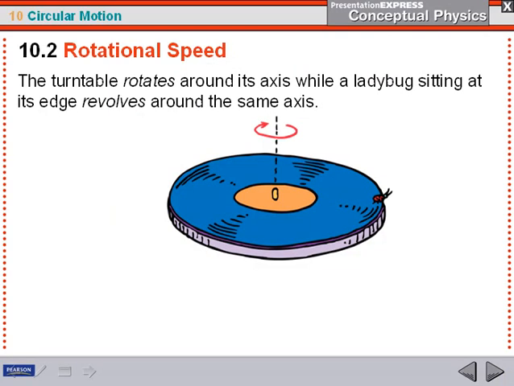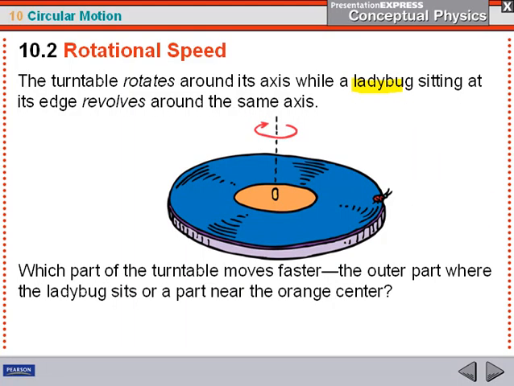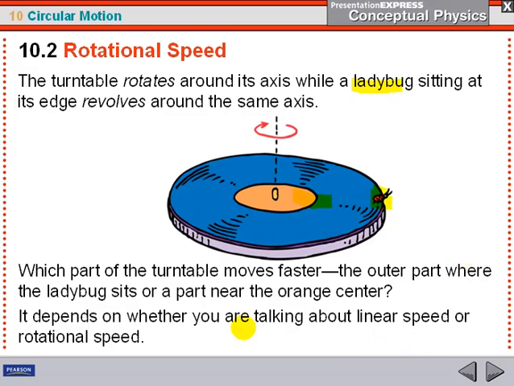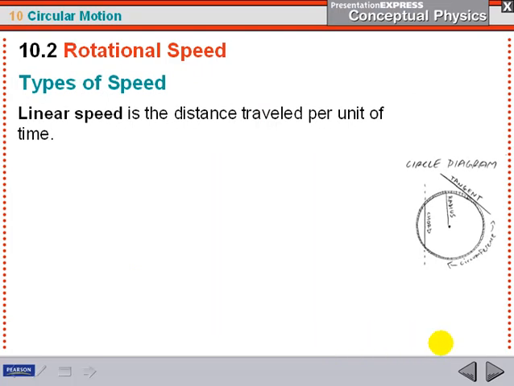So let's go back to a turntable. We have a turntable that rotates about its axis, and we have a ladybug sitting on the turntable, and at its edge it's revolving around the same axis. So the question is, which part of the turntable moves faster? The outer part, where the ladybug is, or the inside part near the orange? This depends on whether we're talking about linear speed or rotational speed.